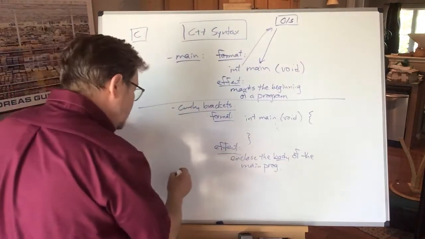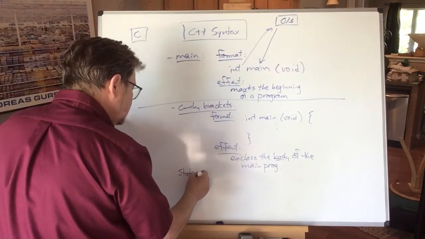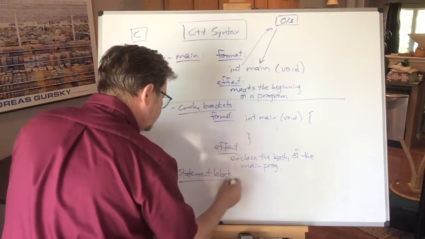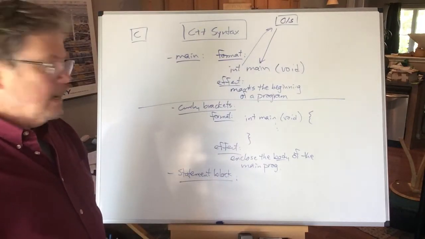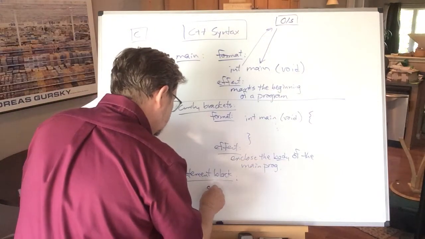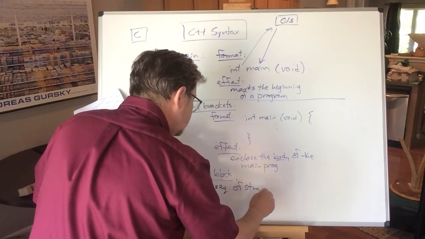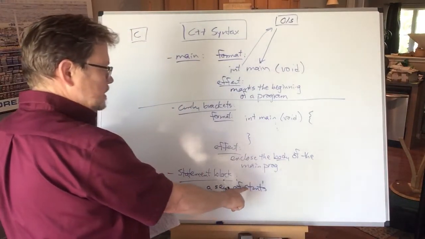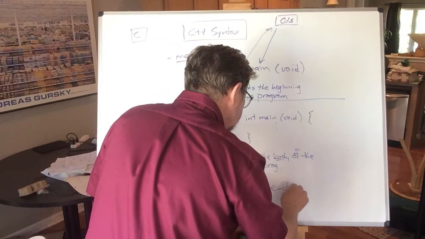That shows up so often, it has its own term. Statement block. B-L-O-C-K. Statement block, I'm defining a term here, is a sequence of statements enclosed in curly brackets. A sequence of statements. Heavily abbreviated, get used to this. A sequence, S-E-Q, of statements, S-T-M-T-S, sequence of statements enclosed in curly brackets.